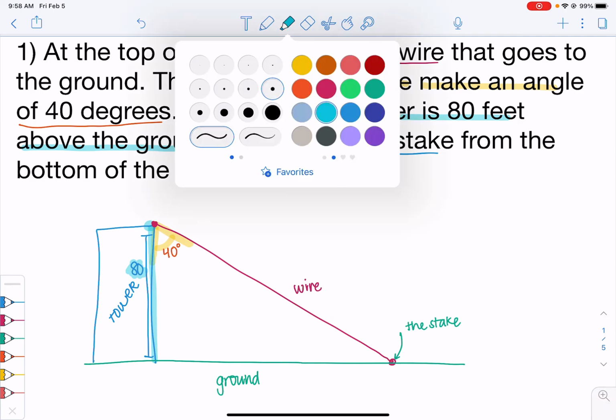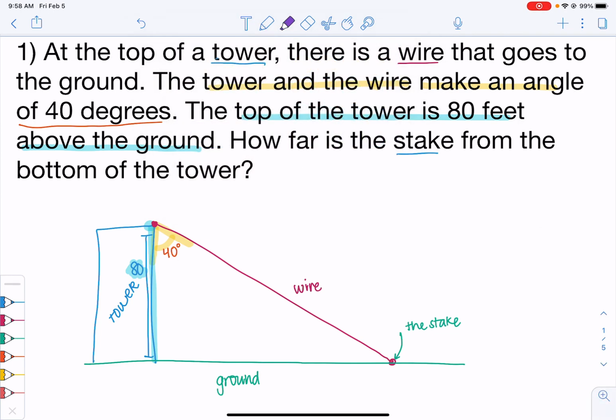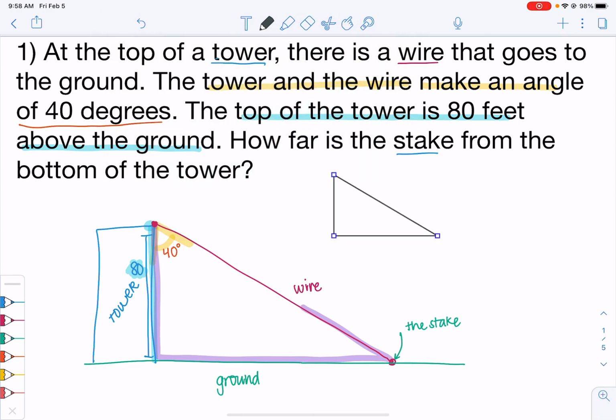So now that we've drawn the diagram, we can see a right triangle in here. I just outlined it in purple. We'll redraw it here outside. And we know that buildings are straight up and down, so that's a 90-degree angle. We know this is that blue side. Let's get rid of that purple.